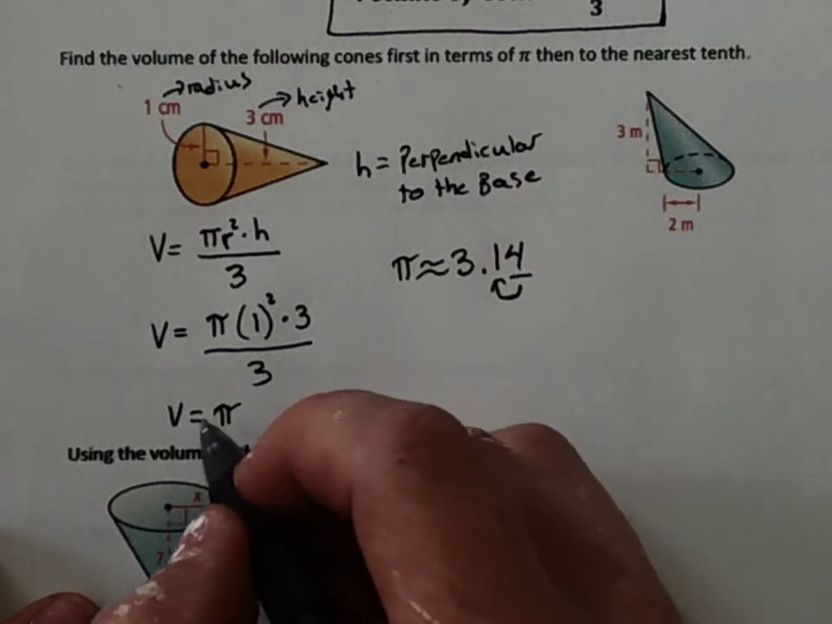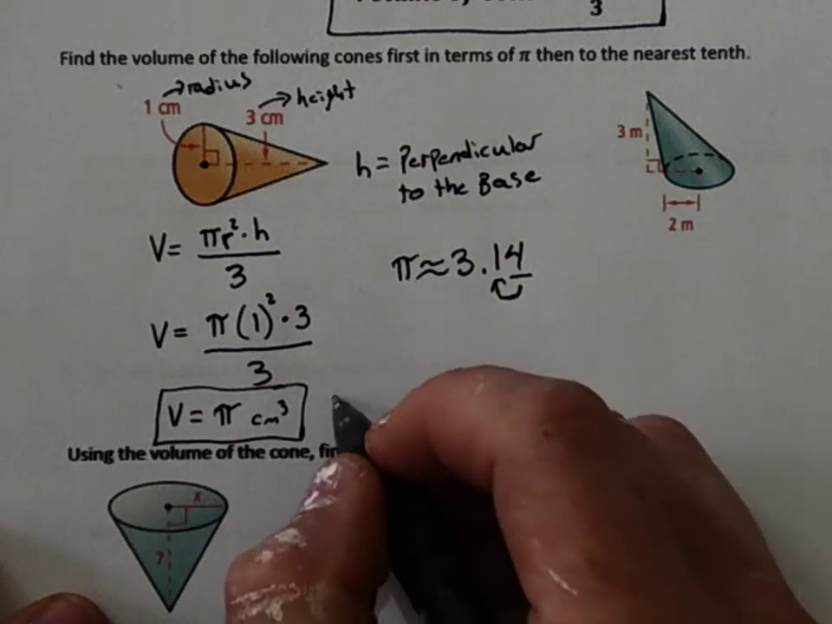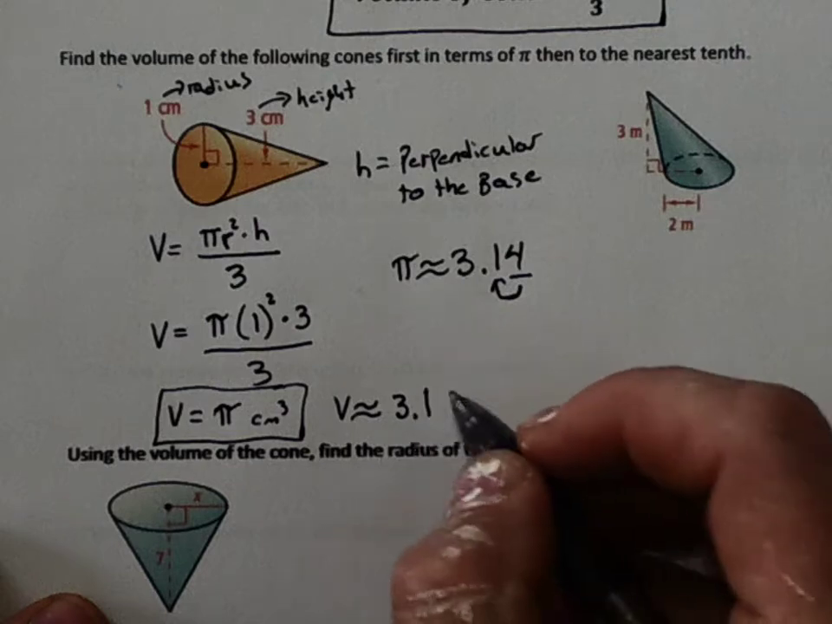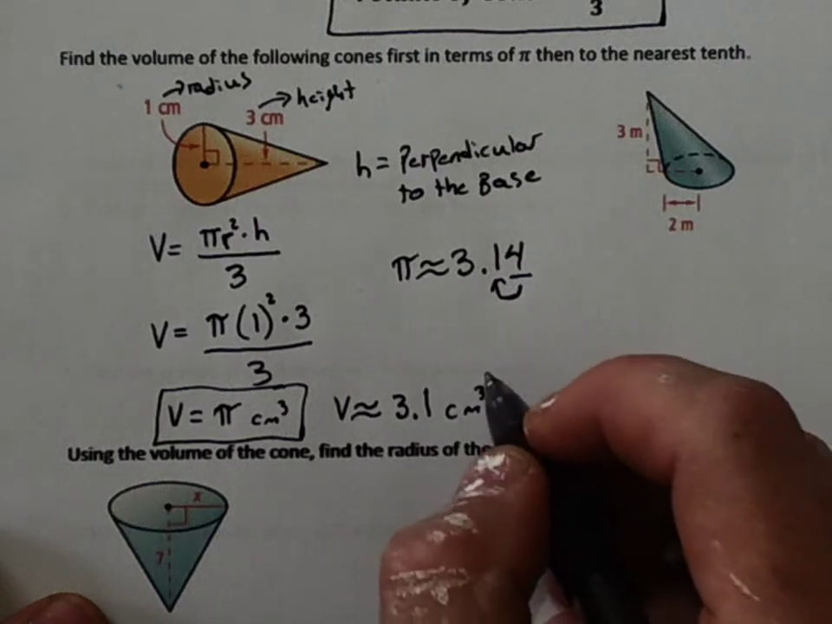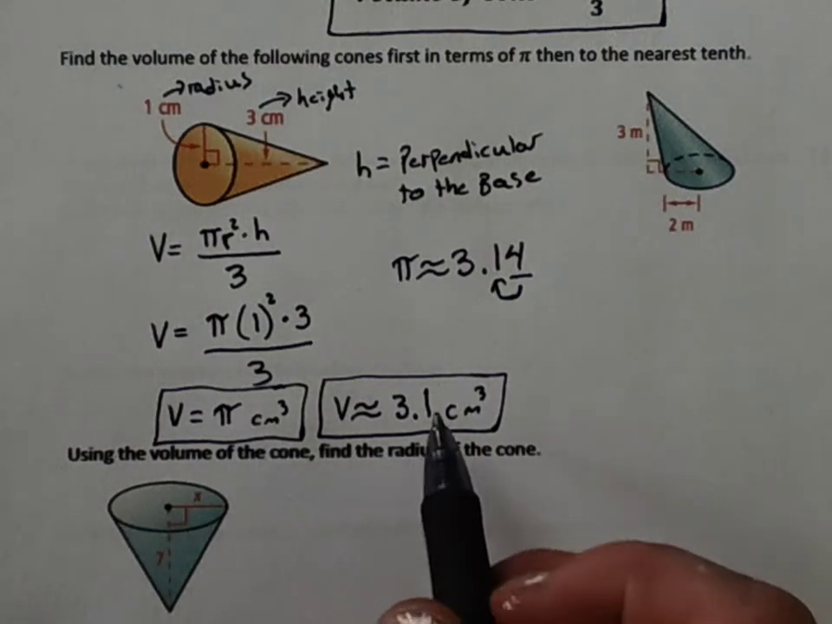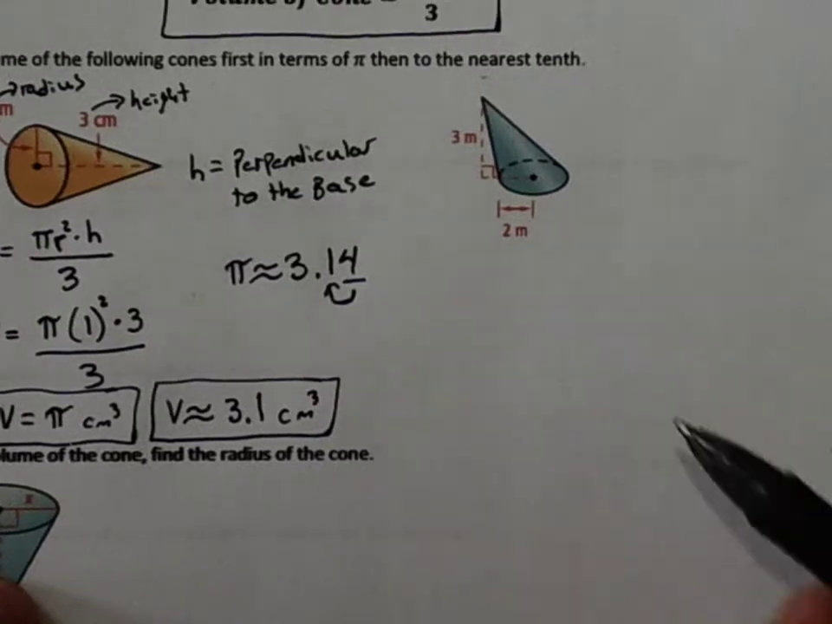So our first answer is pi centimeters cubed. And our second answer would be approximately 3.1 centimeters cubed. That's our answer in terms of pi, and this is our answer rounded to the nearest tenth. Let's try the next one.